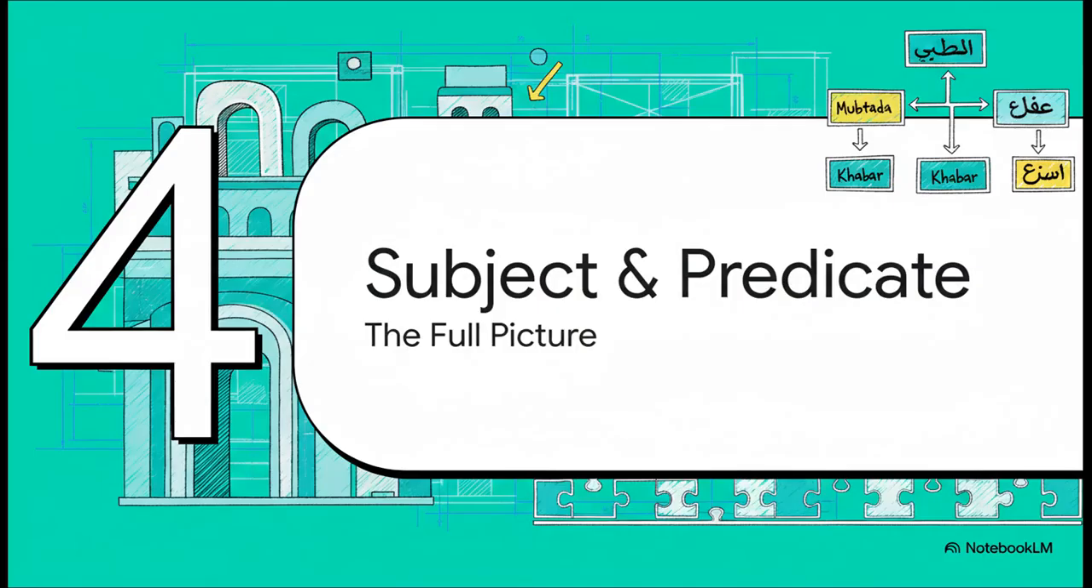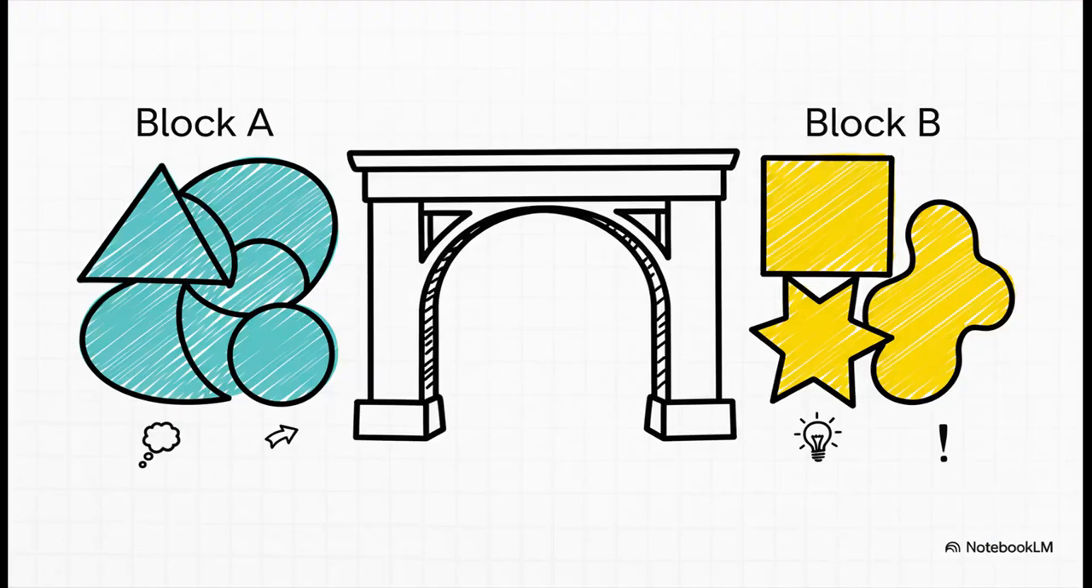All right, you know where this is headed. It's time to put it all together. Let's look at sentences where both the subject and the predicate are compound phrases. This is a really beautiful example. As-sabru al-jamil fawzun kabirun. So here, as-sabru al-jamil, beautiful patience, is our compound subject. Let's call that block A. And fawzun kabirun, a great success, is our compound predicate, block B. Two blocks, one elegant, complete sentence.